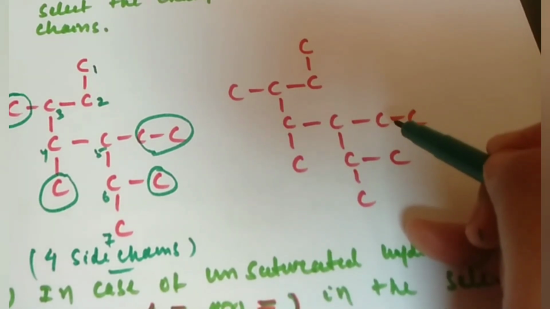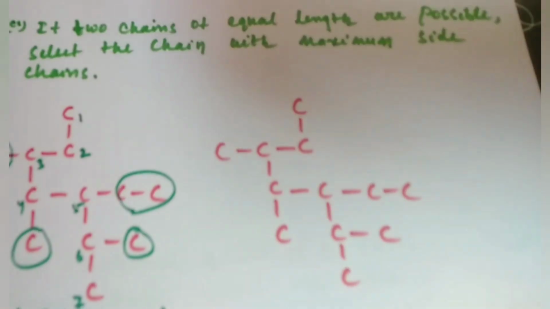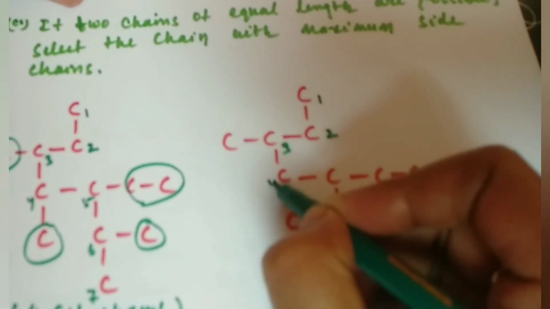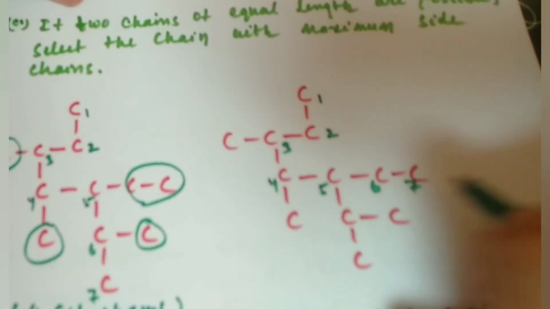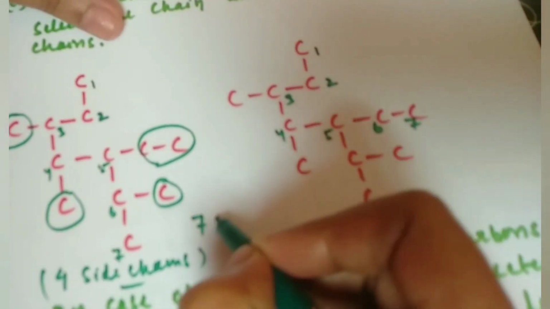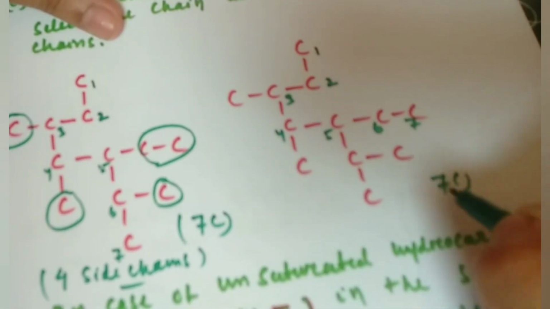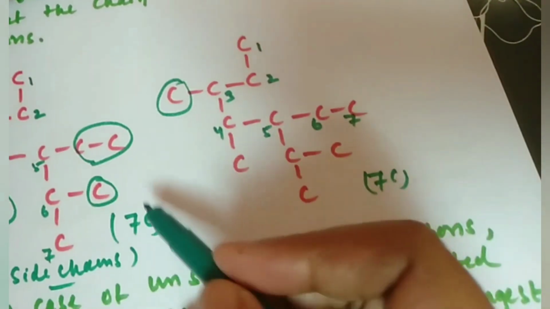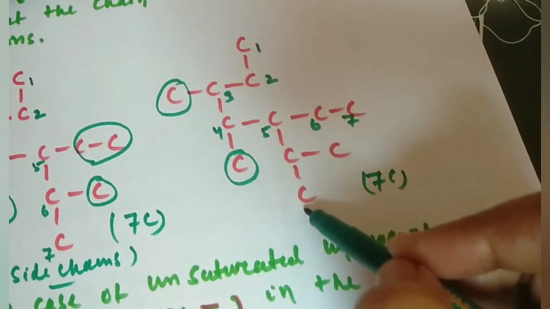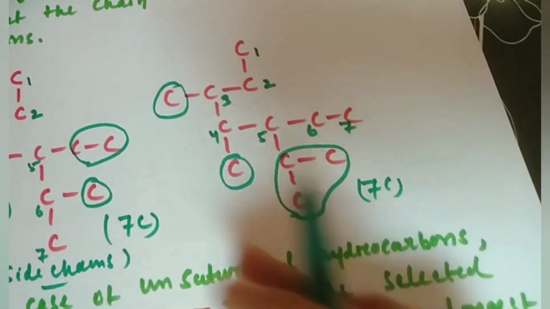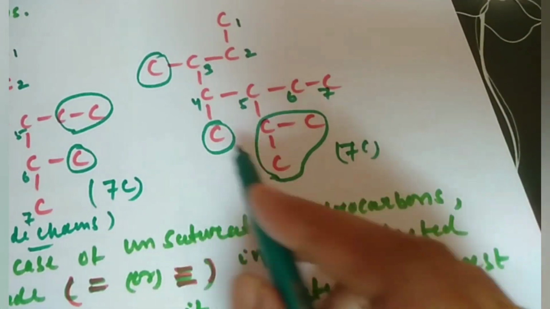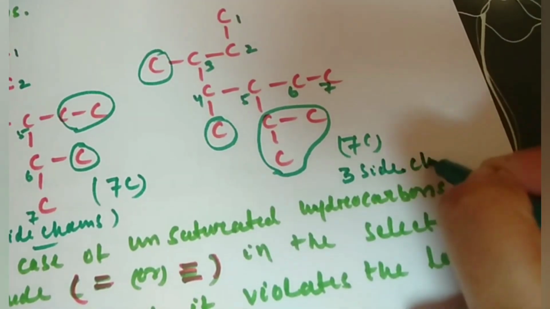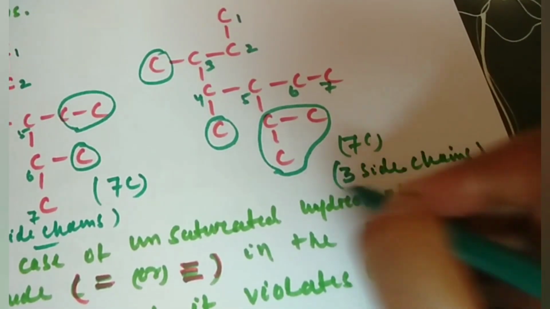But if I proceed from this side, 1, 2, 3, 4, 5, 6, 7, this is a 7 carbon atom chain. This is also 7 carbon atoms. But here you see, in 3 position there is a substituent, in 4 position there is a substituent, and in 5 position there is a substituent. So in total how many side chains are possible? 1, 2, 3. That means 3 side chains are possible.